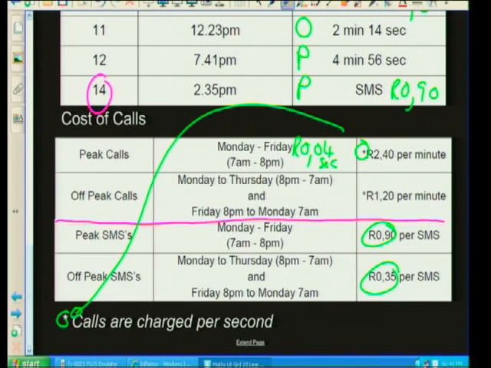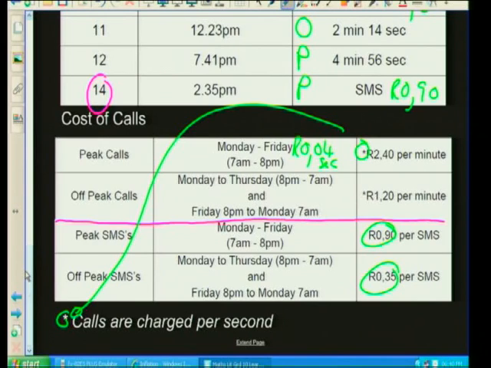Okay? Do you understand that? So if I talk for a whole minute, I'm being charged 2 Rand 40. If I only talk for a few seconds, I'm only going to be charged 4 cents for every second. How's that going to help me? Well, let's have a look at that. Okay, but hold on, that's for peak time, hey? The same applies for off-peak.